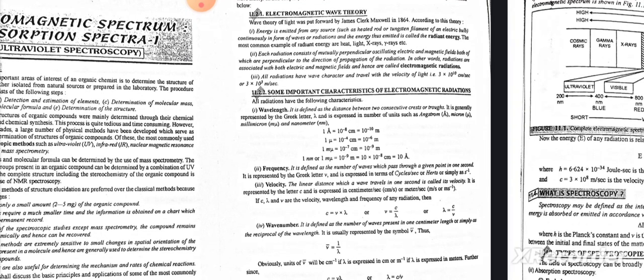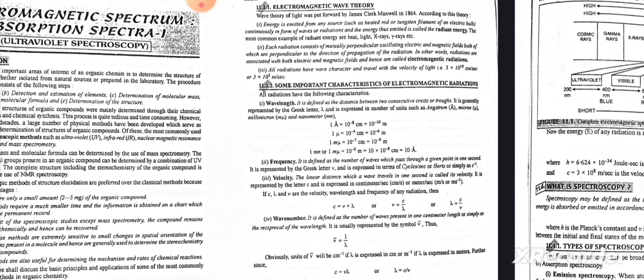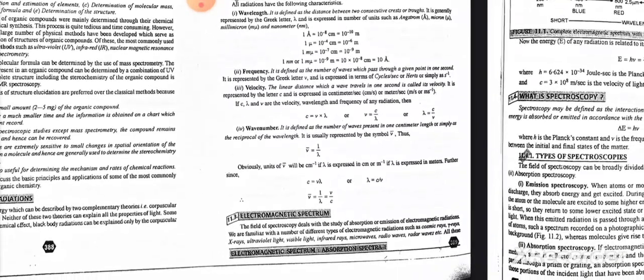Some important characteristics of electromagnetic radiations. Wavelength. It is defined as the distance between two consecutive crests or troughs. It is generally represented by the Greek letter lambda, and it is expressed in units such as angstrom, micron, millimicron, and nanometer. Frequency. It is defined as the number of waves which pass through a given point in 1 second. It is represented by the Greek letter nu and is expressed in terms of cycles per second or hertz or simply as second inverse.